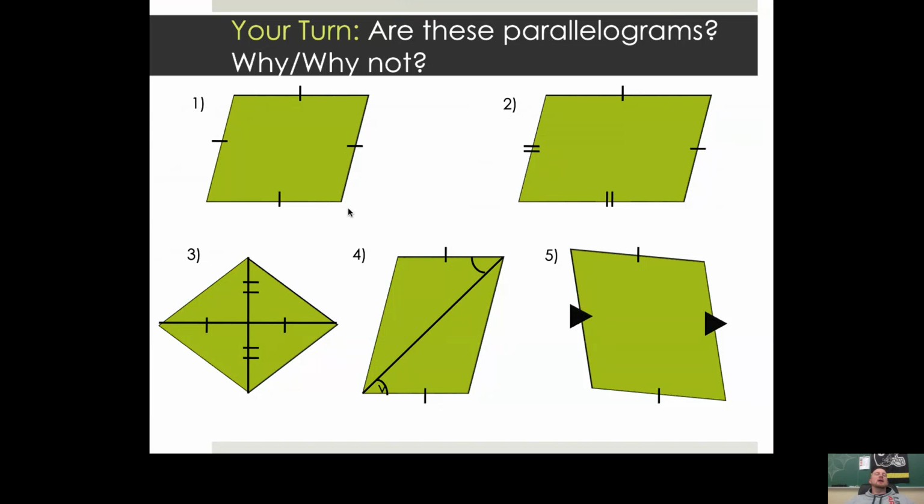This video is for section 8.3. We just learned 4 ways to show that a quadrilateral is a parallelogram. So we're going to apply those 4 things to these shapes. Are these parallelograms? Yes or no? Why or why not?